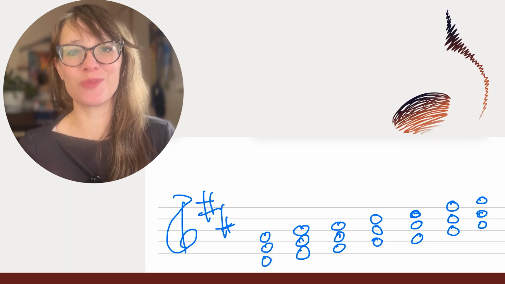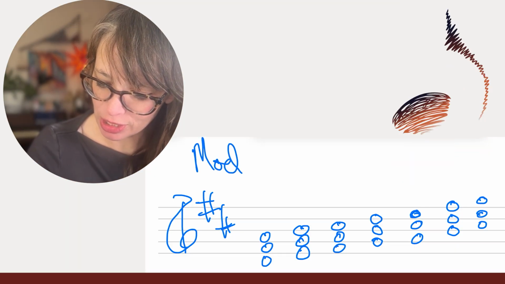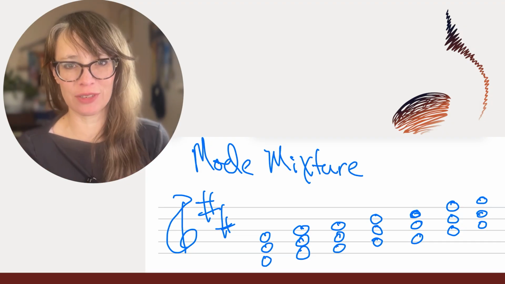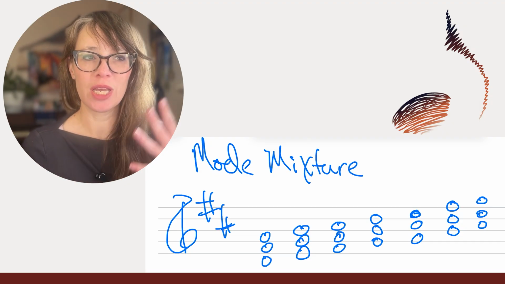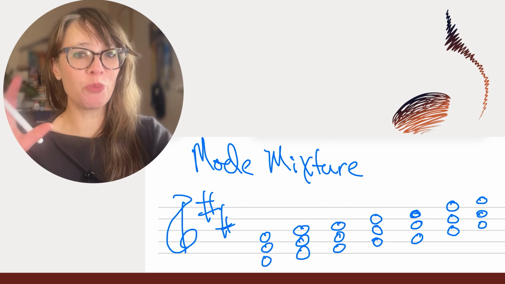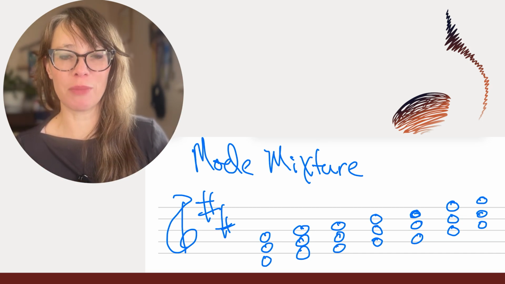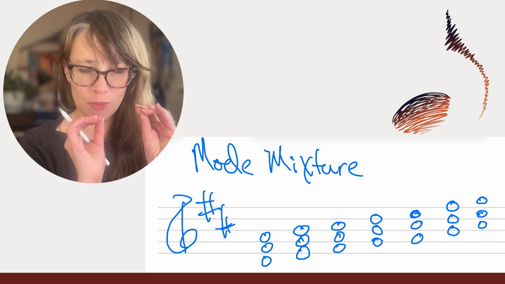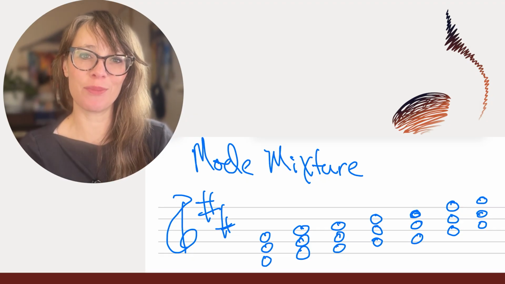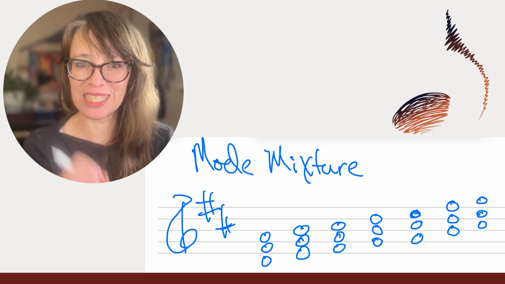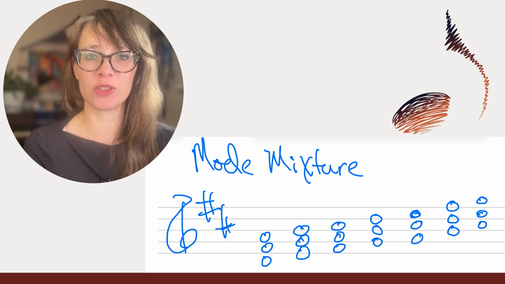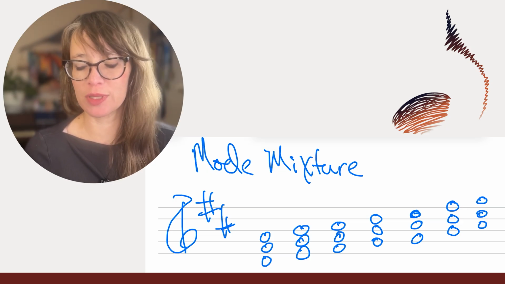So first, what is mode mixture? Mode mixture is basically the mix of two different modes. So if we're in D major, you are going to borrow from D minor. It's always the parallel minor, i.e. they have the same tonic. So if D is the first scale degree, it could be major or minor. So that's mode mixture. We're going to look at some examples.